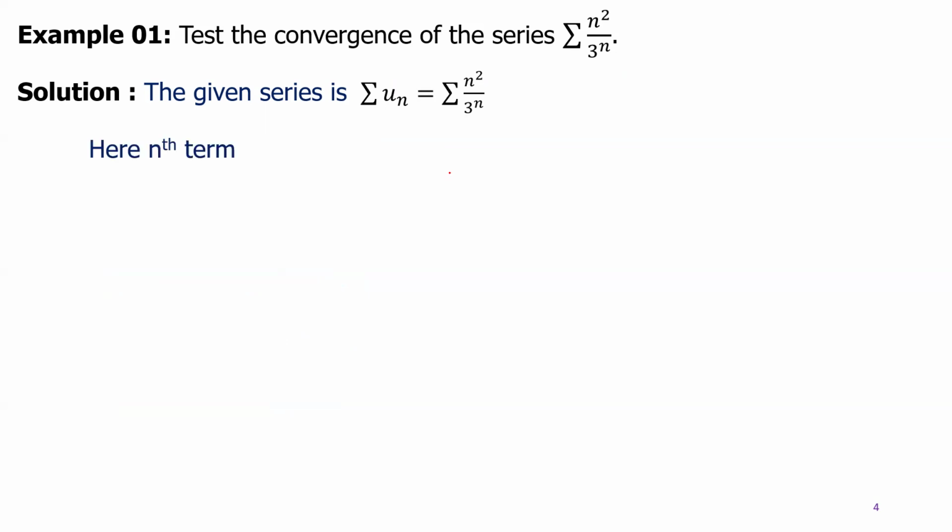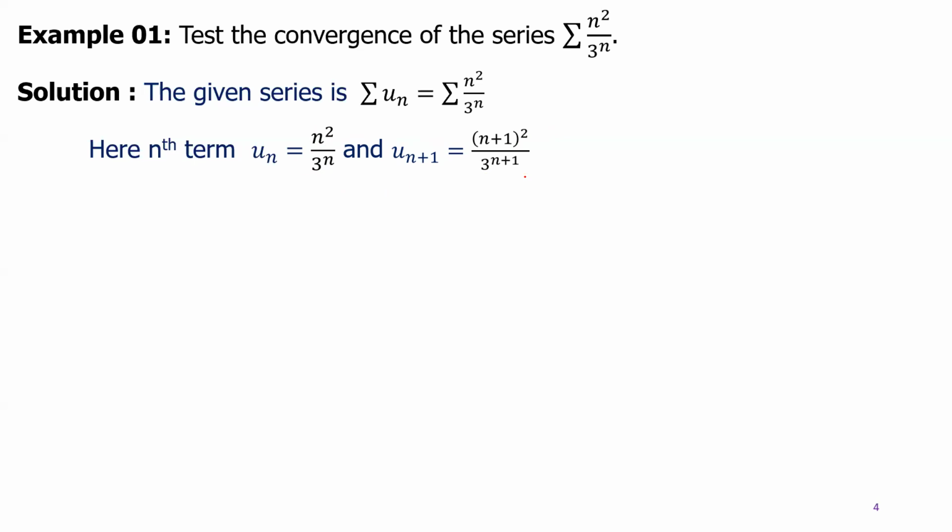Now, here the nth term un is equal to n square upon 3 to the power n, and the n plus 1th term, we have to replace n by n plus 1, then we will get the n plus 1 term. So it is n plus 1 whole square divided by 3 to the power n plus 1.